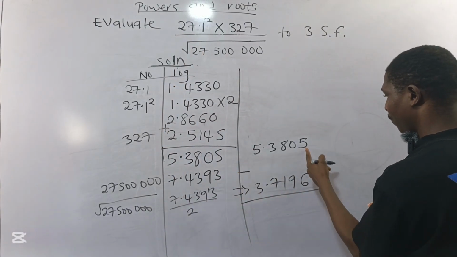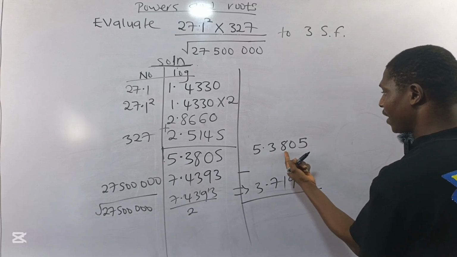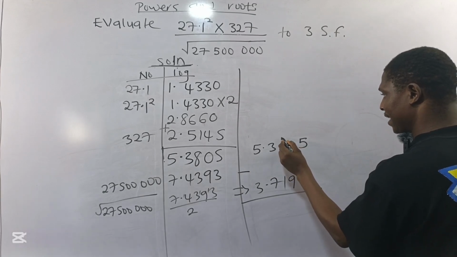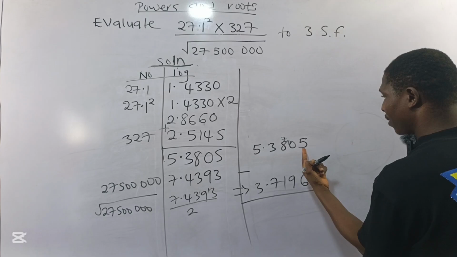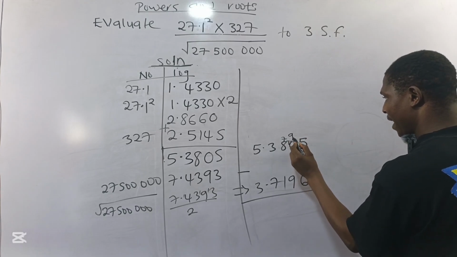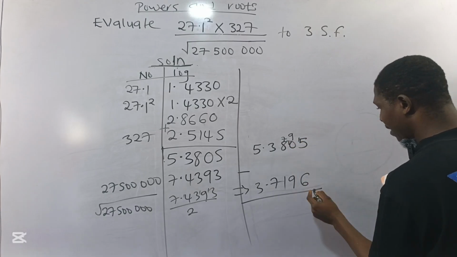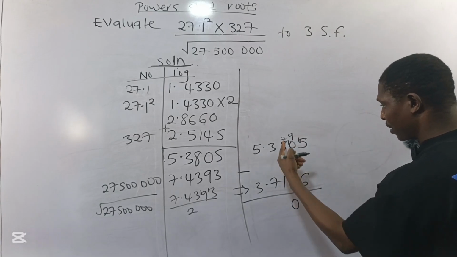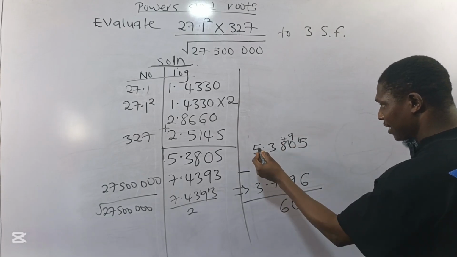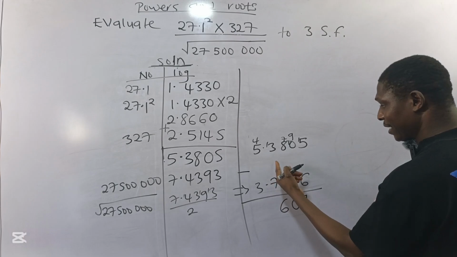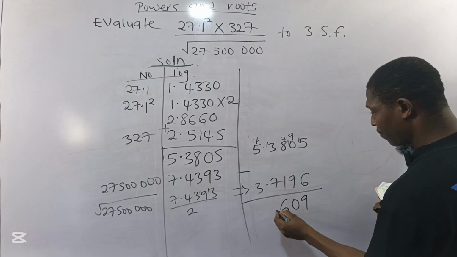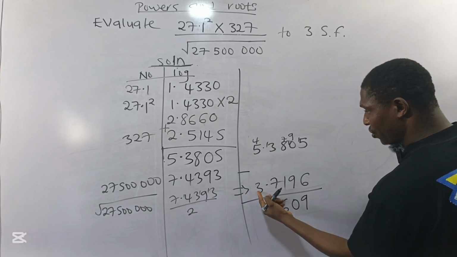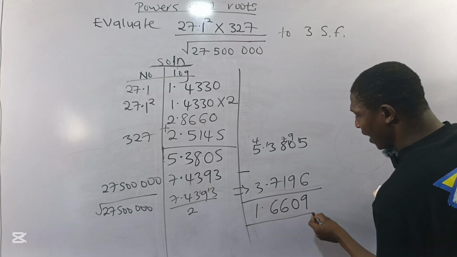subtraction. 5 minus 6 cannot. If I take 1 from here become what? 10. Here is left with what? 7. Then take 1 from here become 9. Here become 15. 15 minus 6 will give me 9. 9 minus 9 is 0. 7 minus 1 is 6. Take 1 from here become 4. Here become 13. 13 minus 7 will give me what? 6. And 4 minus 3 will give me what? 1. So I have this.